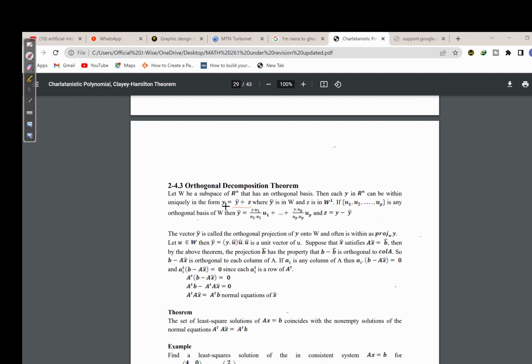When you go through the process, you get this, and you should take notice of it. This is what you are going to solve for the least squares solution: A transpose A x hat equals A transpose b. We are going to use this formula to solve our problem. Now let's look at our first example.